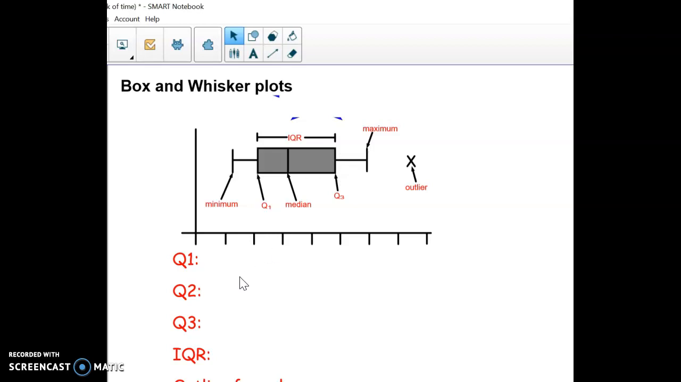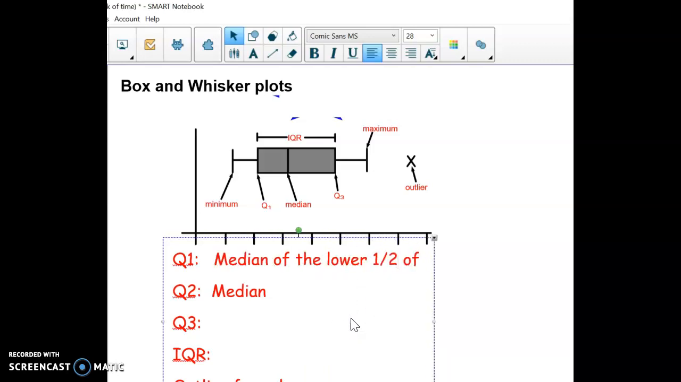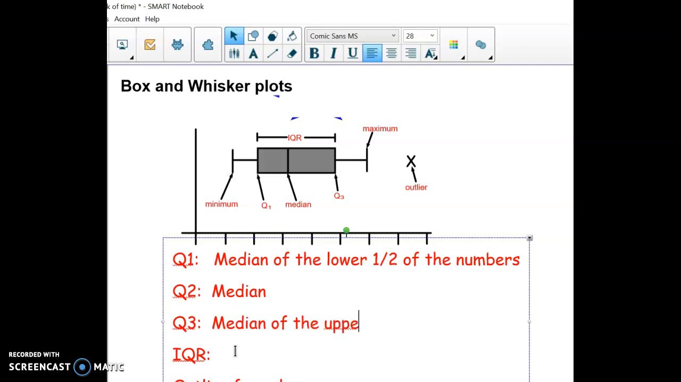All right, if you want to label what these are, Q2 is also called the median. It's just the middle number when you put them in order. Q1 is the median of the lower half of the numbers, and that'll make more sense as we do an example. And then Q3, not surprisingly, is just the median of the upper half of the numbers.